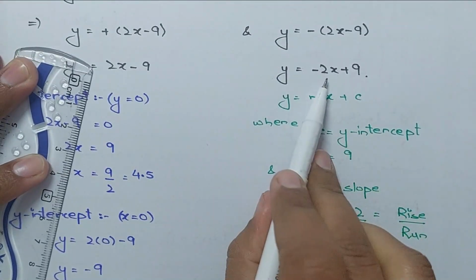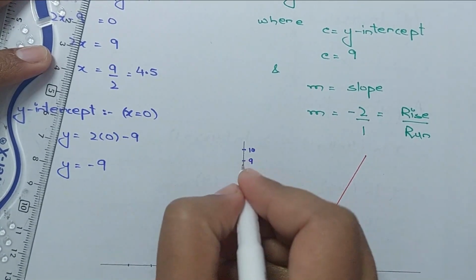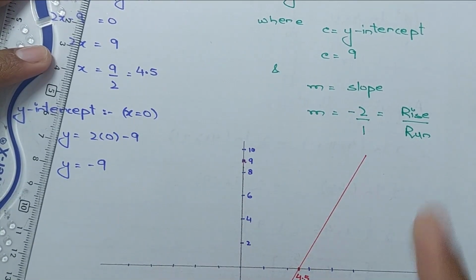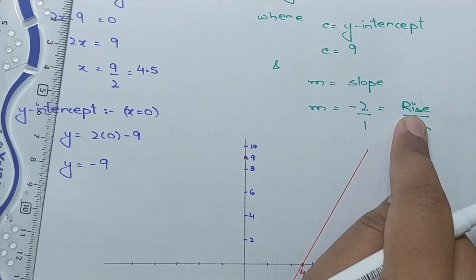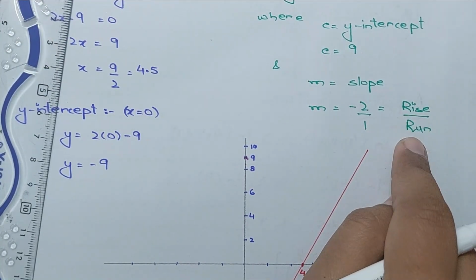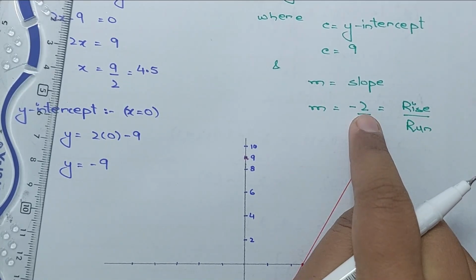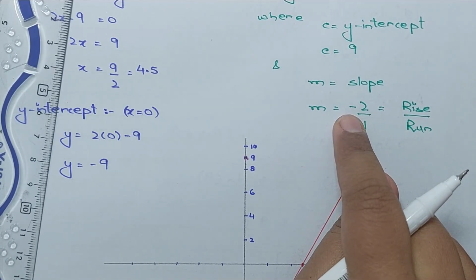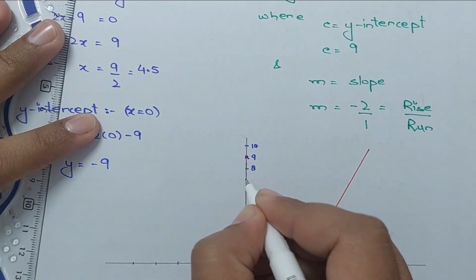Okay, now the second function, I'm using the purple one. Now this function is y equals minus 2x plus 9. So positive 9 is the y-intercept and the slope is minus 2 over 1. So rise can be up or down depending on the sign, and run is left or right depending on the sign. Now the rise is 2 units and it is negative, so move 2 units down.